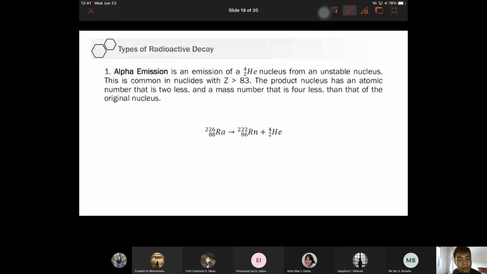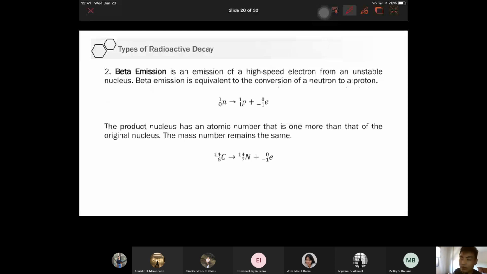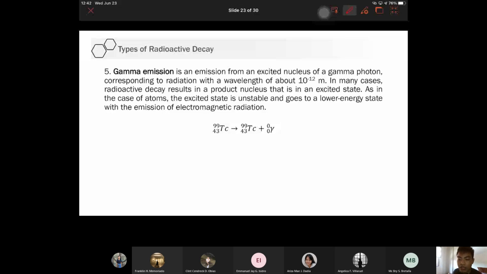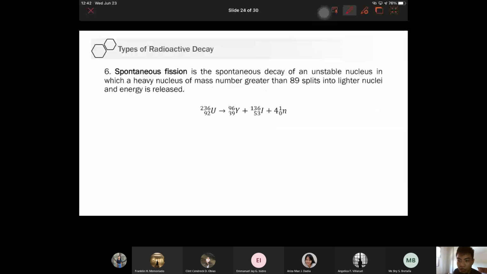Here, types of radioactive decay. How do you know what radioactive decay it will undergo? For alpha emission, the atomic number is greater than 83. And then beta emission, positron emission, and electron capture have something to do with the neutron to proton ratio. You compare it with the stable one. Gamma emission is just a rearrangement. The atom just shakes, and when it shakes, gamma rays come out. Okay? Spontaneous fission means one element releases many other elements, more than one.